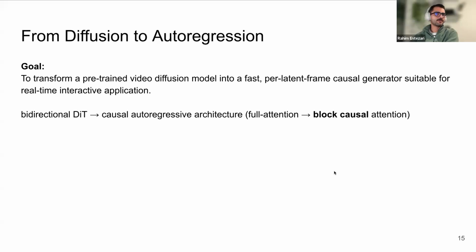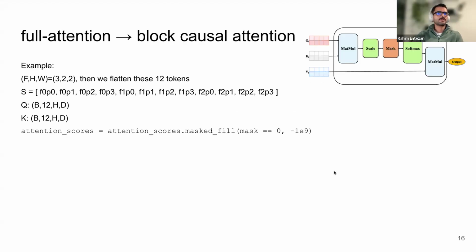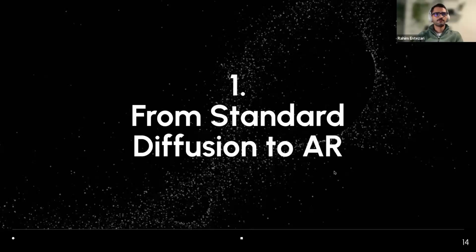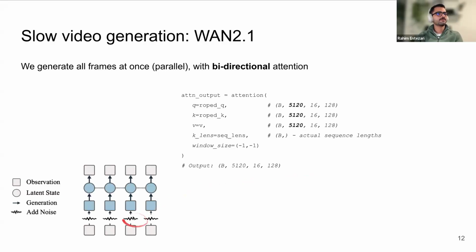So the goal for this stage is to take a pre-trained video diffusion model, like Wan 2.1, which is standard diffusion, which is very slow. It takes 1 hour to generate a 5-second video, and try to make it fast enough and causal and autoregressive. Why? Because in a standard diffusion model, I guess this is a good figure to refer to.